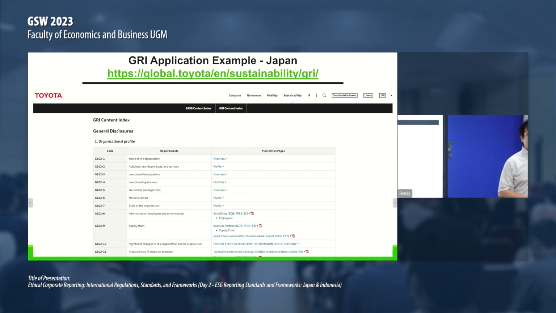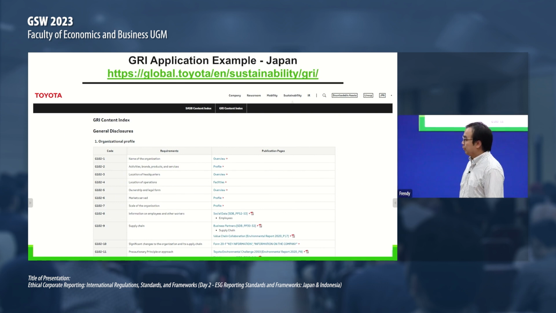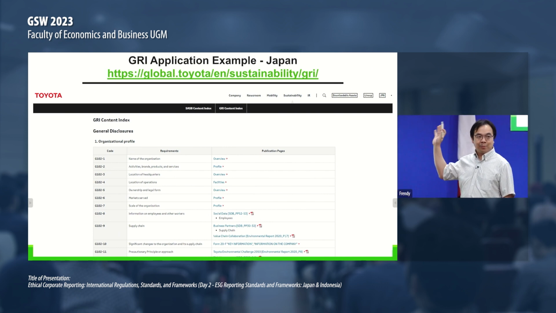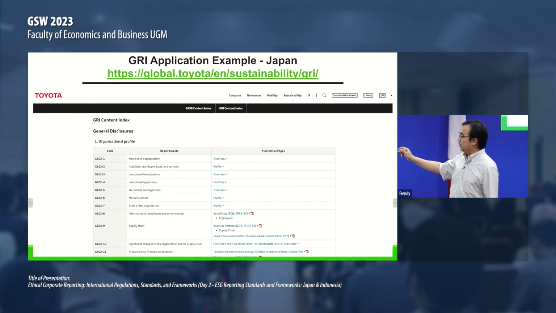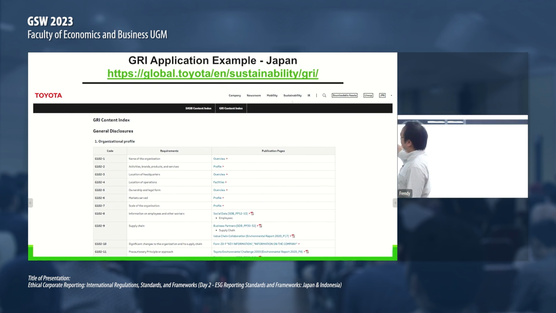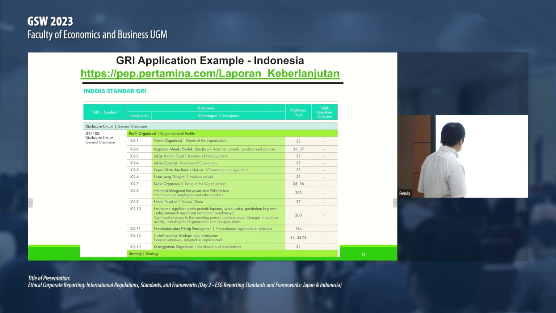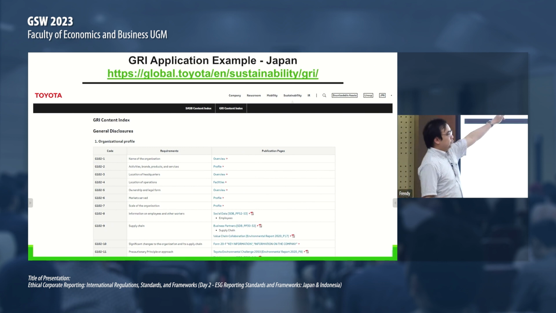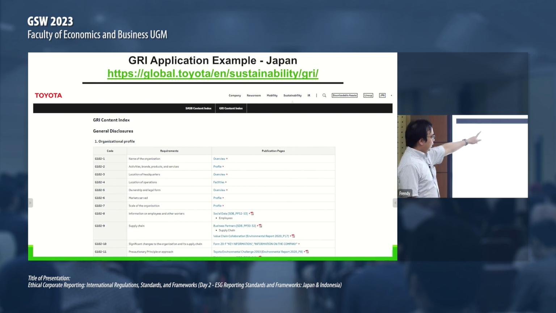at how real companies disclose this information. Everyone knows about this company. What company is this? Right, good. Transportation. The name of the company is Toyota. So this is the report from the global Toyota financial results. You can check this link, and here you can see how they apply those standards.